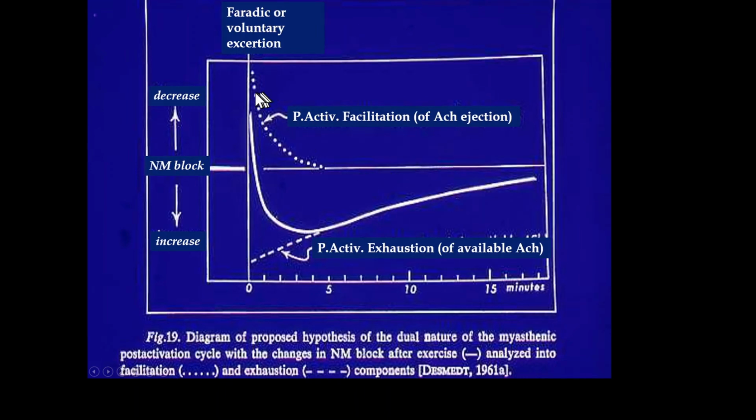And what we see in the decrement testing is the combination of these two curves, the facilitation and the exhaustion, giving us an initial facilitation and then a period of problematic transmission and then a recovery.